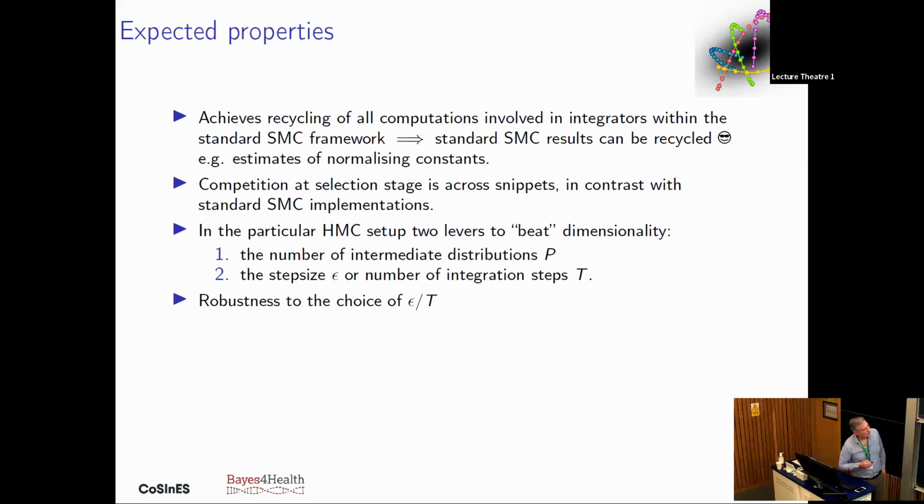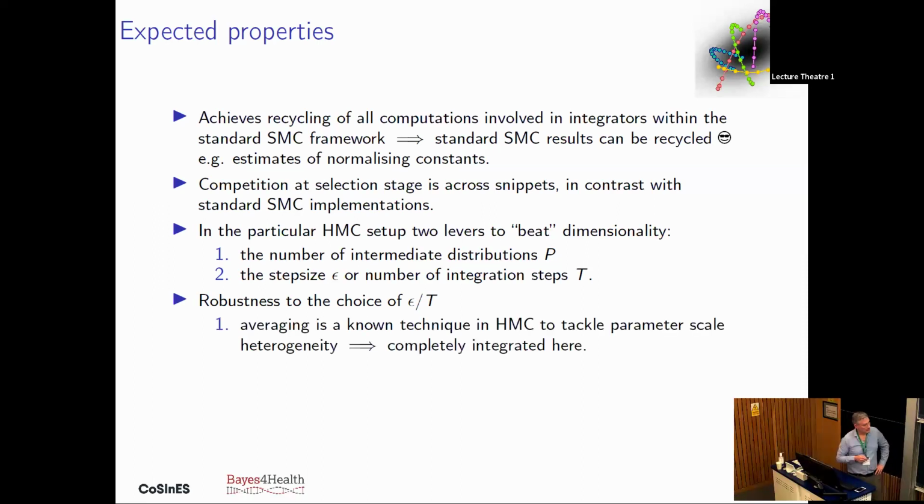Okay, so what we've observed, and I'll show you some pictures, is that this strategy seems to be quite robust to bad choices of epsilon and t. We all know that in HMC in particular, choosing epsilon and t is crucial to get good performance. And here what we've observed is really robustness.